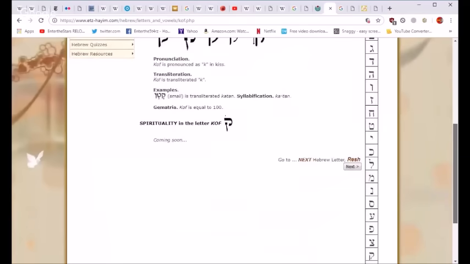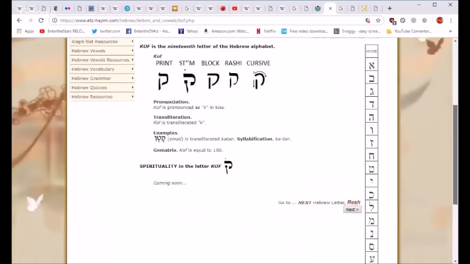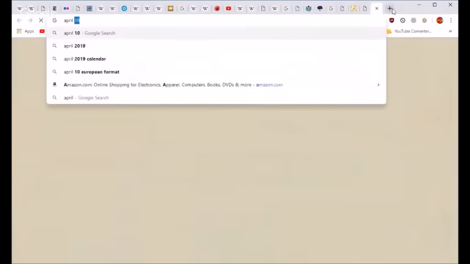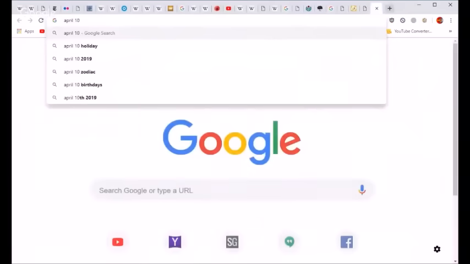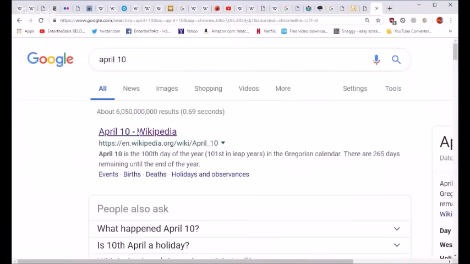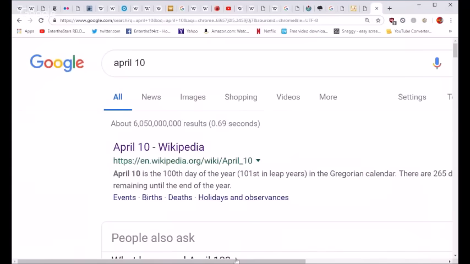In gematria, it's equal to 100. It's weird how on the 100th day of the year, April 10th, they decided to announce that they were actually able to view a black hole, right? See how this all fits in together?